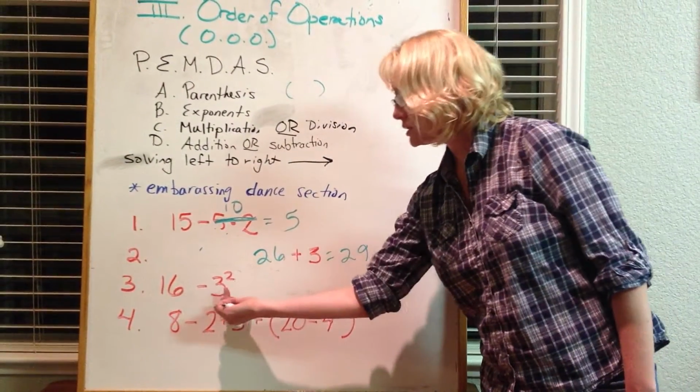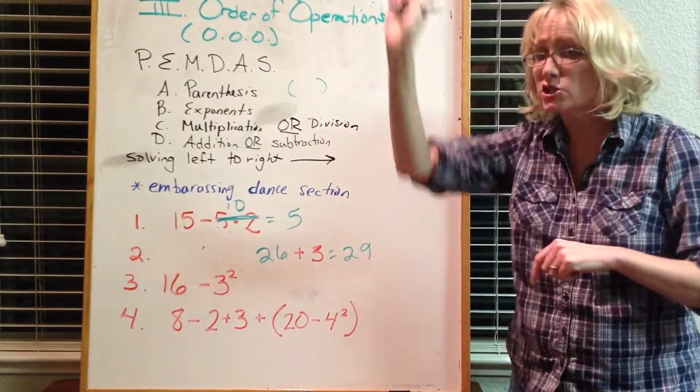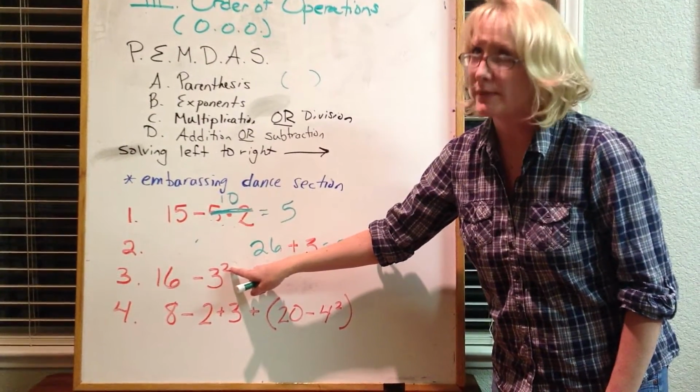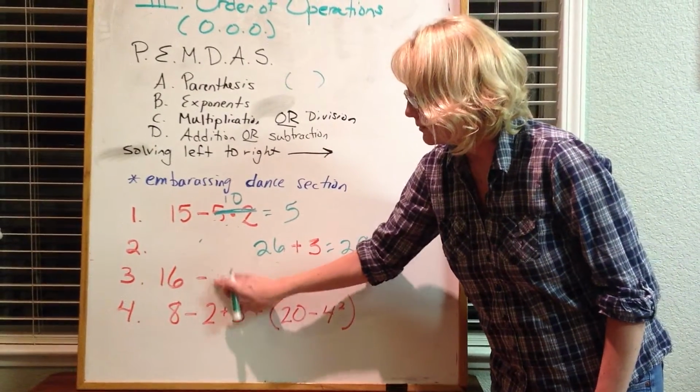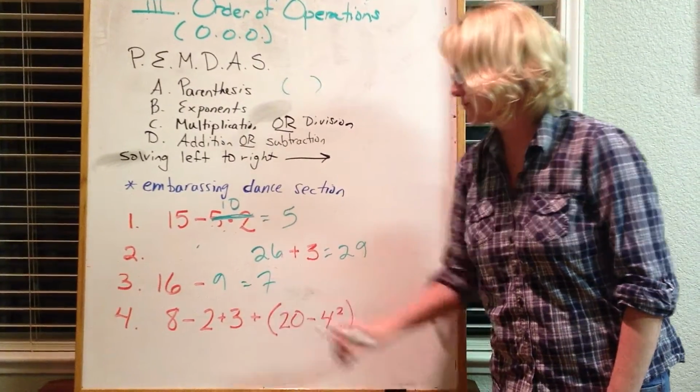What should we do first? Should we subtract first or should we square it first? Parentheses, exponent, a little jaunty exponent. So we do our exponent. What is 3 squared, or 3 times 3? It's 9. Now we do 16 minus 9, which is 7.